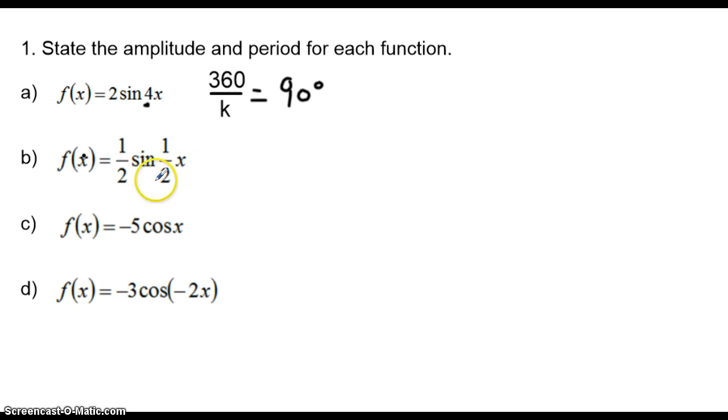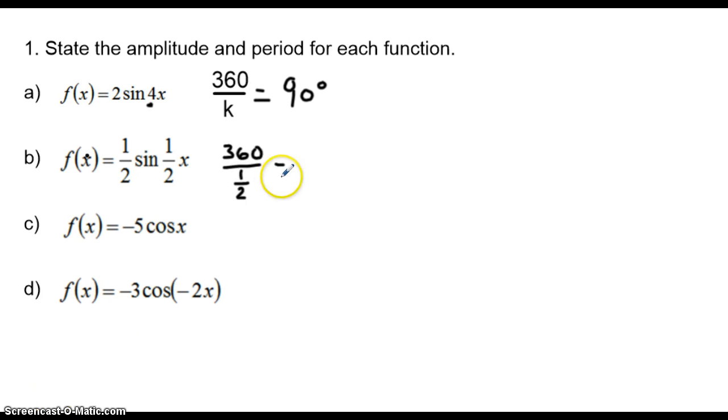So what will the new cycle be for 1b? We're going to take the old period of 360 and divide it by 1/2. So 360 divided by 1/2 will give us 720 degrees.